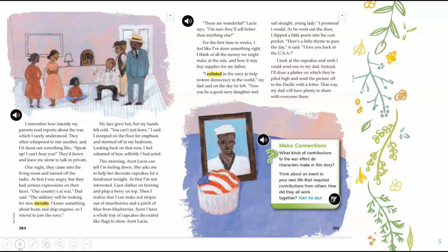I look at the cupcakes and wish I could send one to my dad. Instead, I'll draw a platter on which they're piled high and send the picture off to the Pacific with a letter. That way, my dad will have plenty to share with everyone here, everyone there.